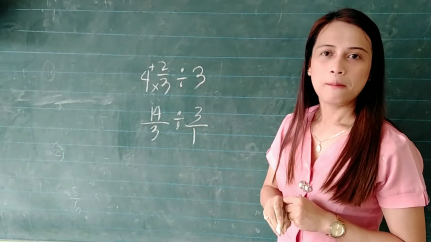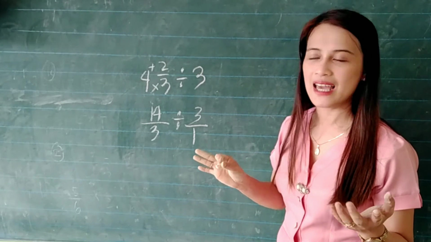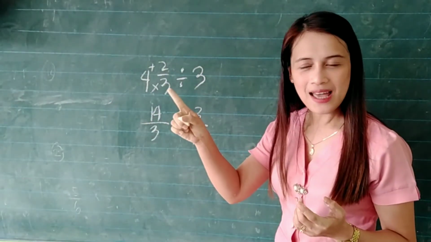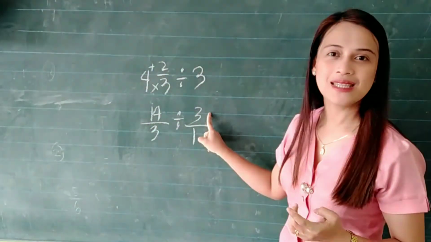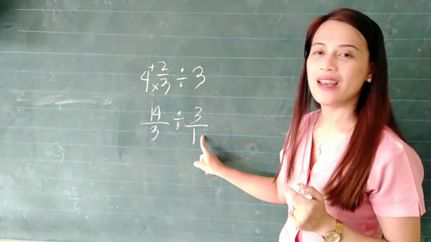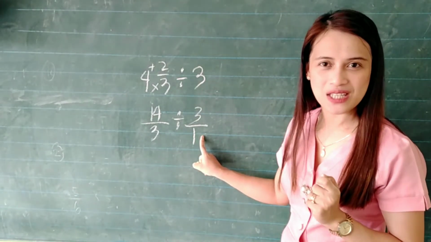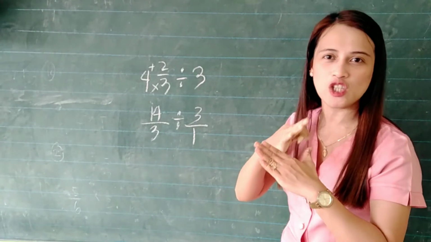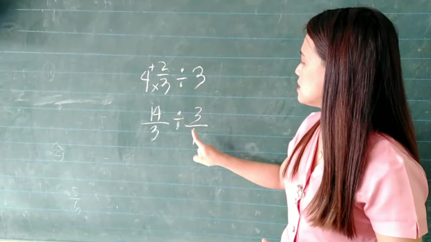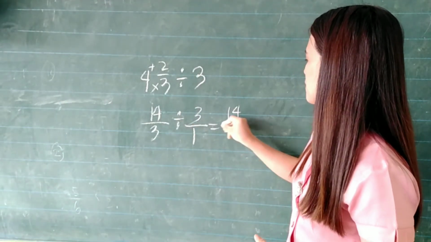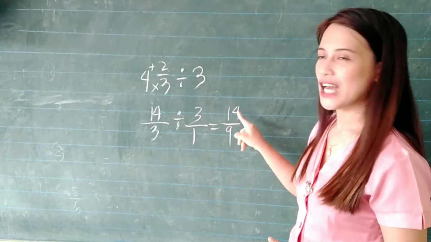Okay, and then, proceed na. Check na kung nabay makancel. Horizontally ha, 14 og 3, nabay makancel, wala. 3 og 1. Wala. So, pag wala na, proceed na sa multiplication or cross multiplication. So, 14 times 1, 14. 3 times 3, 9. Dako gamay.